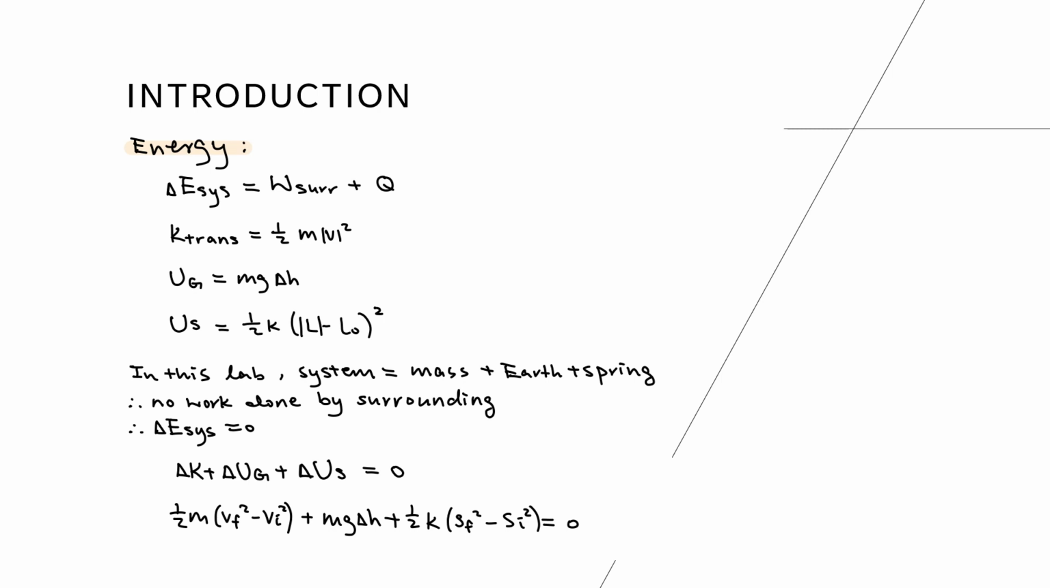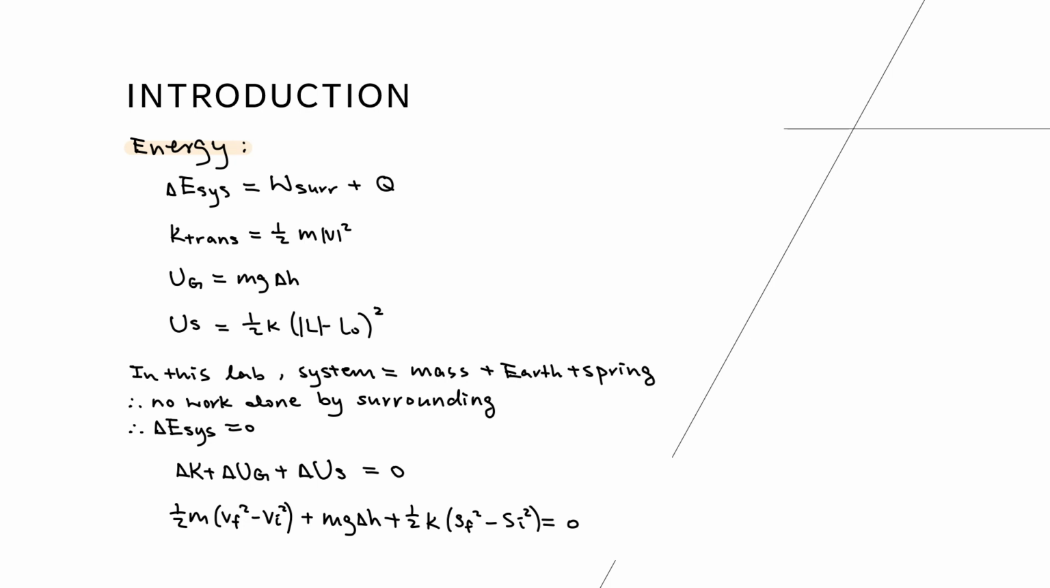In this lab, we'll also be considering energy. The change in the energy of the system is equal to the work done by the surroundings and the net heat transfer Q. Some of the energies we'll be considering: translational kinetic energy is equal to 1/2 mv squared. Gravitational potential energy is equal to mg times the change in height. Spring potential energy is equal to 1/2 k times the difference between stretched and relaxed length squared.